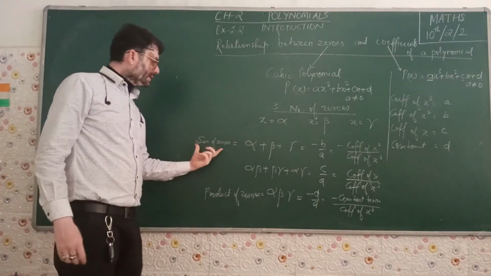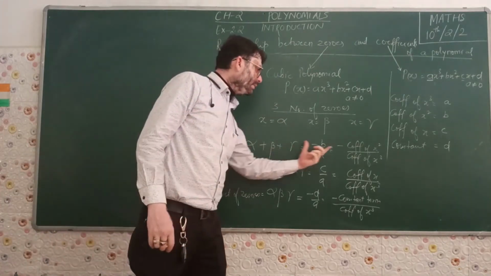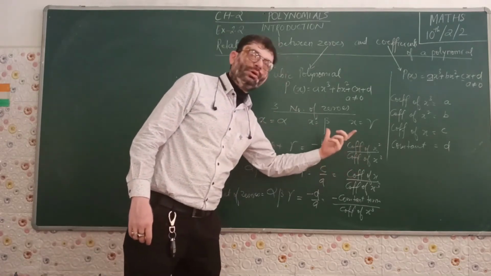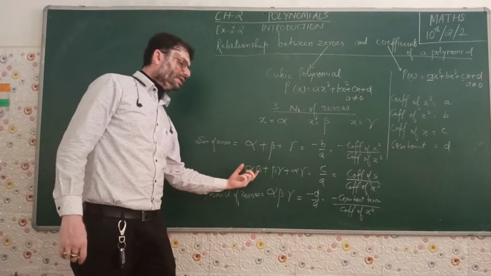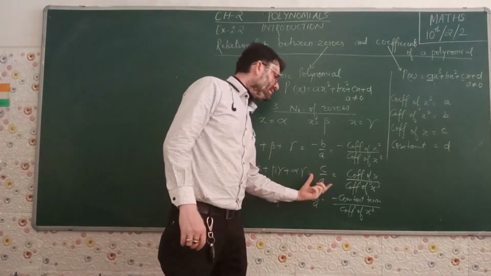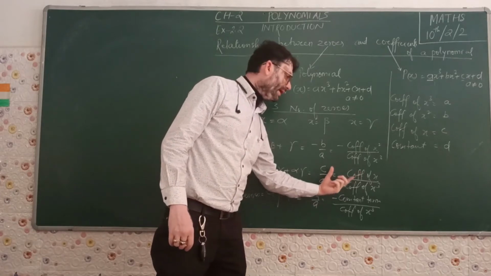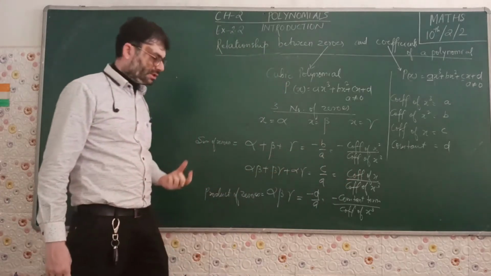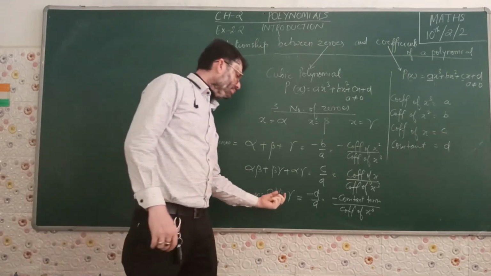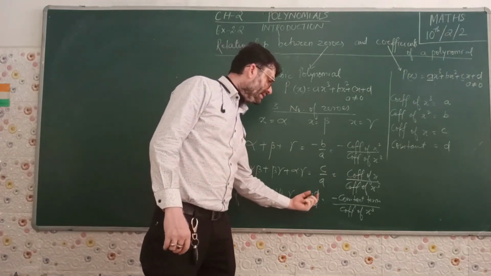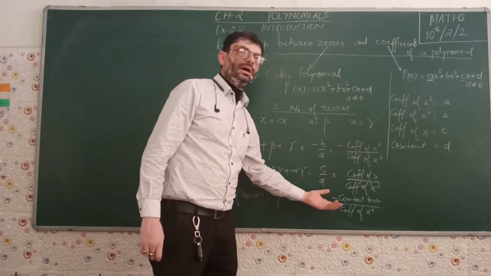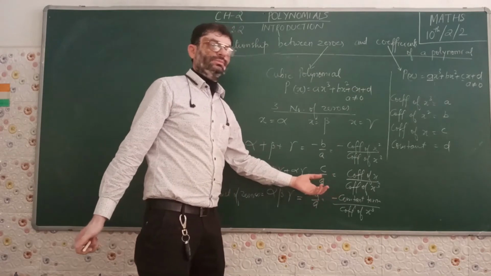The sum of zeros taken one at a time is minus b by a, or you can say minus coefficient of x square by coefficient of x cube. Taken two at a time, alpha beta plus beta gamma plus alpha gamma is c upon a, that is coefficient of x upon coefficient of x cube. And the product of zeros taken 3 at a time, alpha into beta into gamma, is minus d upon a, where d is the constant term and a is the coefficient of x cube.